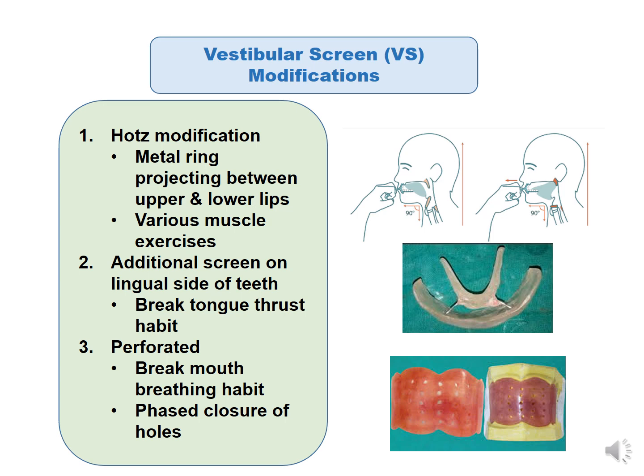Now, the third modification is to put perforations in the screen. The idea of these perforations is to break the mouth breathing habit, and as the habit changes, there is a phased closure of the holes in the vestibular screen.